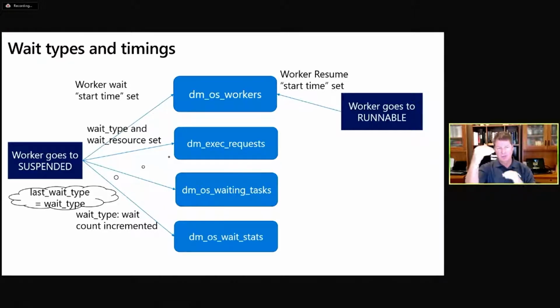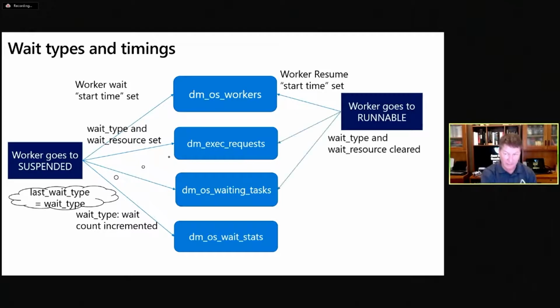So now you can see from the perspective of timing, how do I start these things? How do I set these wait types? And how do I increment the DMV that you see for stats? Now, when a worker goes runnable, we mark this in the workers as a resume start time because we're resuming. Because we've gone runnable, we're no longer waiting. So technically what we do is we clear the wait type and the wait resource so you don't see them in those DMVs anymore because we're now in a runnable state.